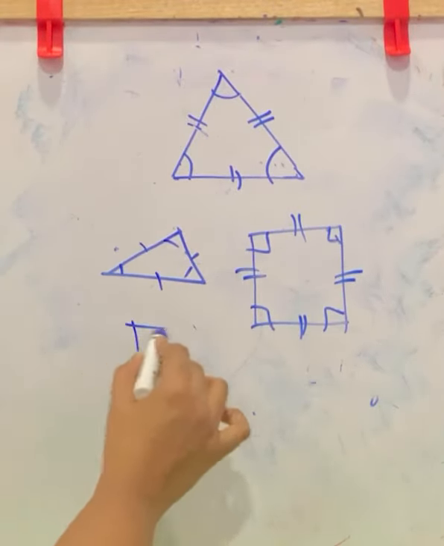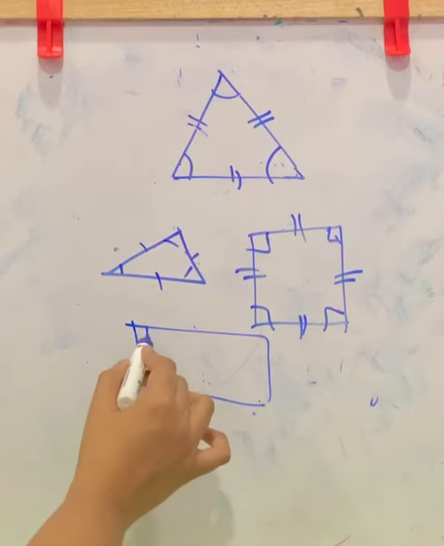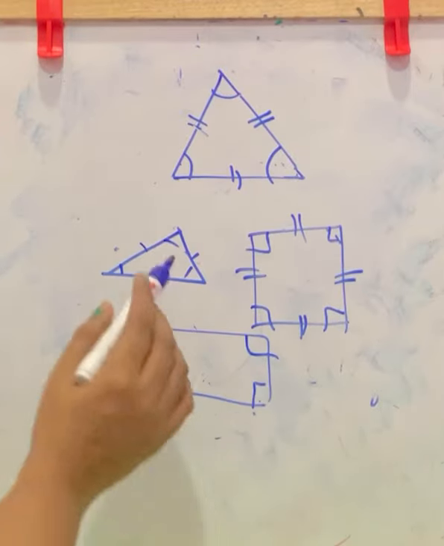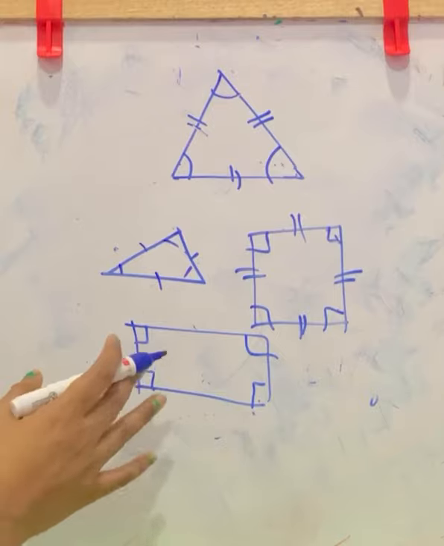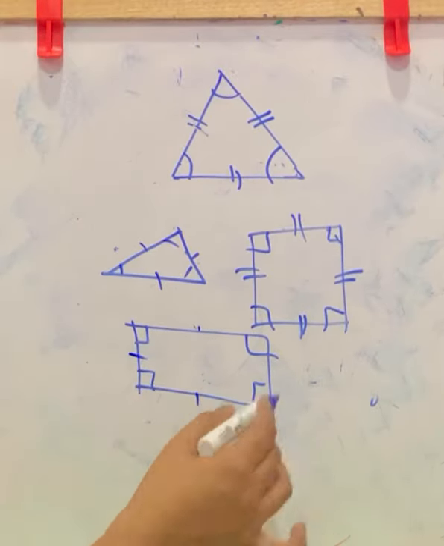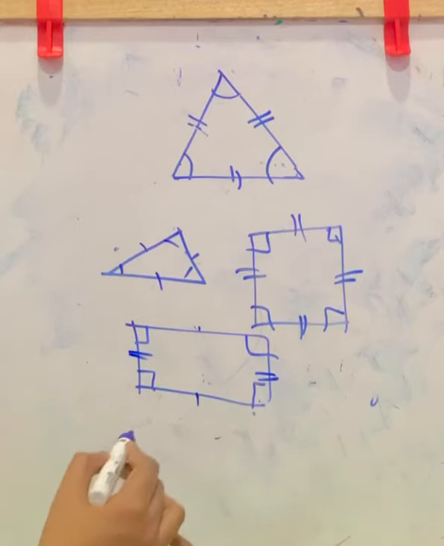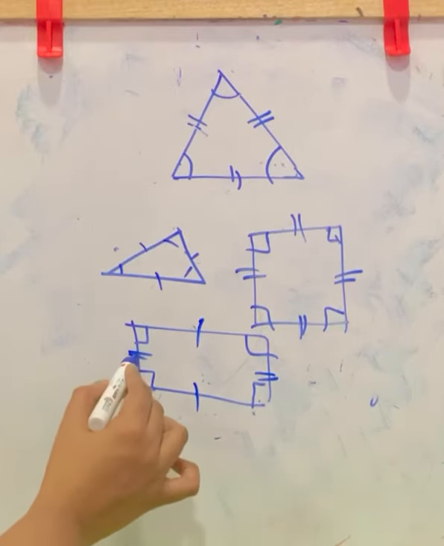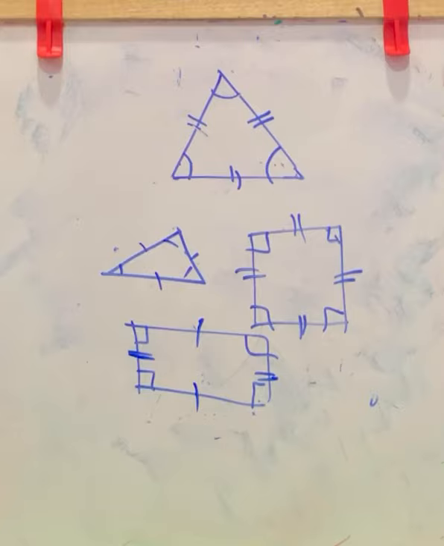What about a rectangle? Here angles are all 90, that is, it is equiangular, but it is not equilateral. That is, all four sides are not equal, only opposite sides are equal. These two sides are equal, these two sides are equal. So this is not a regular polygon. These are examples of regular polygons.